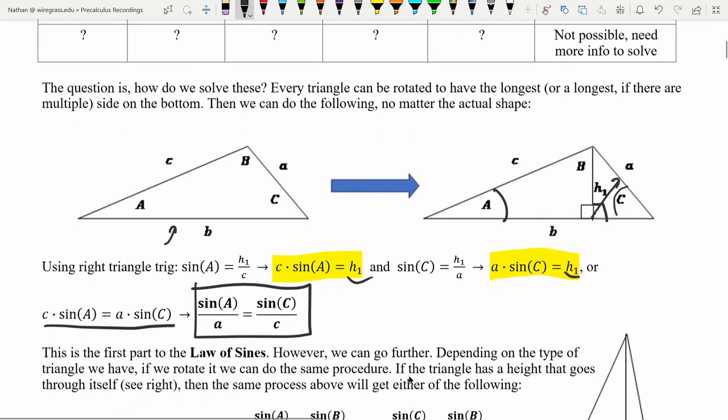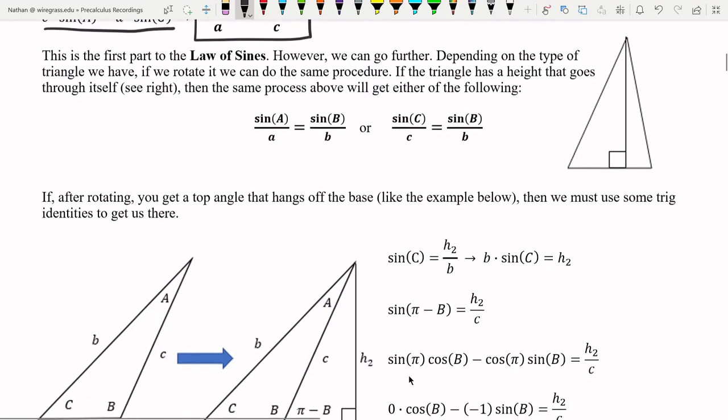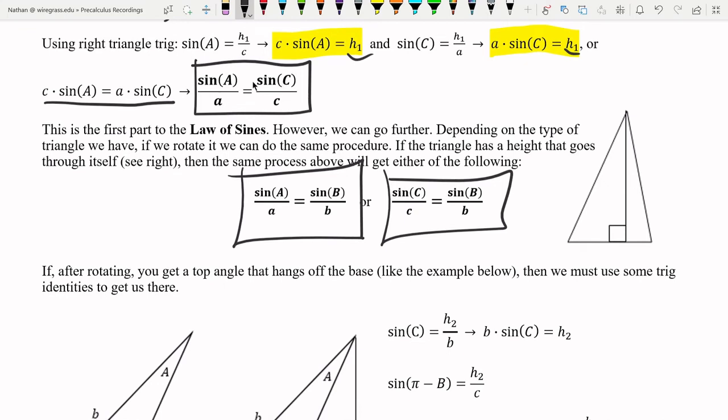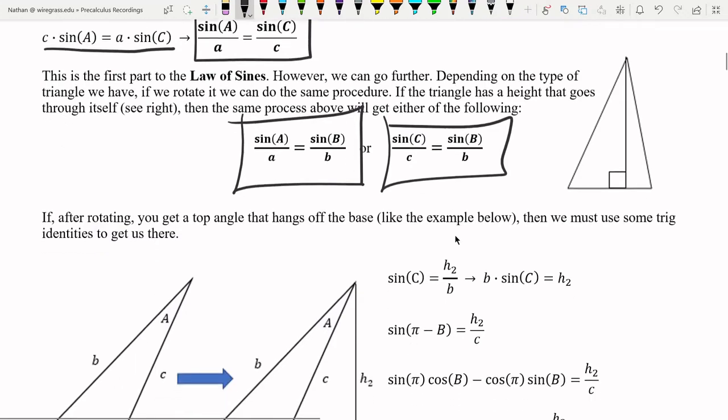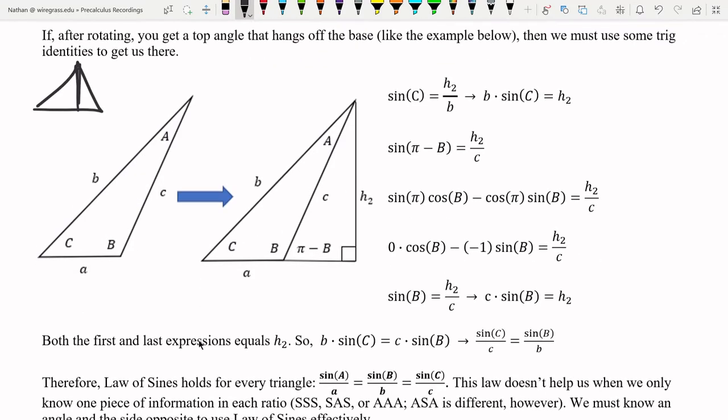But we can go further. Depending on the type of triangle we have, we can rotate it. And we can get the following here. If we do that, we're going to get either this or this. Notice that it's essentially the same thing as this, but the different side lengths are changed. Sometimes if you rotate it, however, you'll get the top hanging off the base, which then won't look like this, right? The height won't go through the triangle. It'll actually go outside of the triangle. This creates a little bit different of a scenario, but we can still get the same solution.